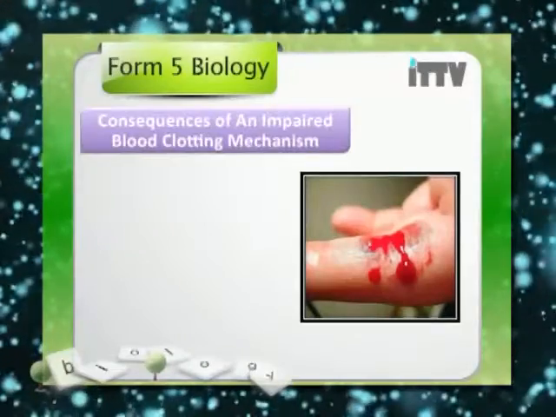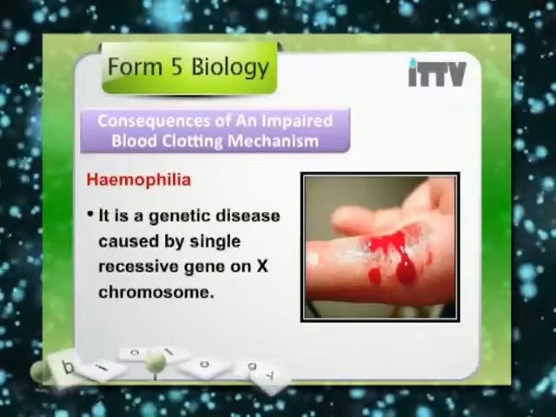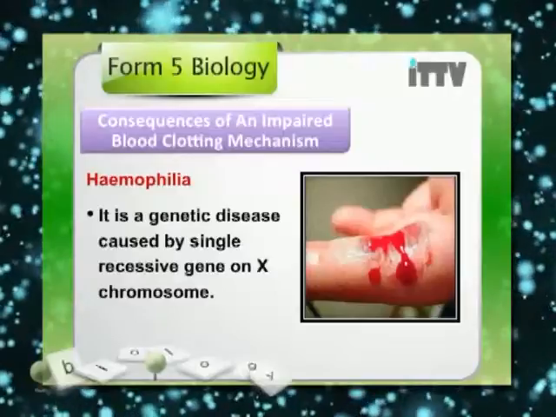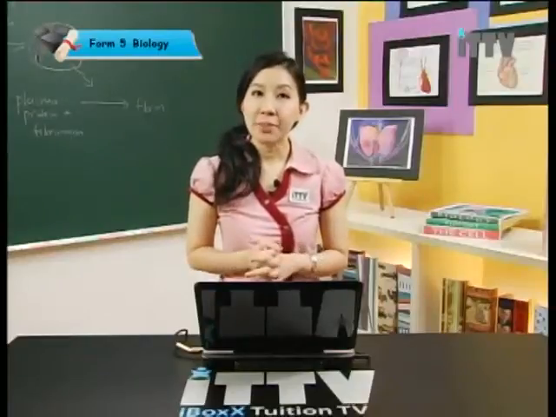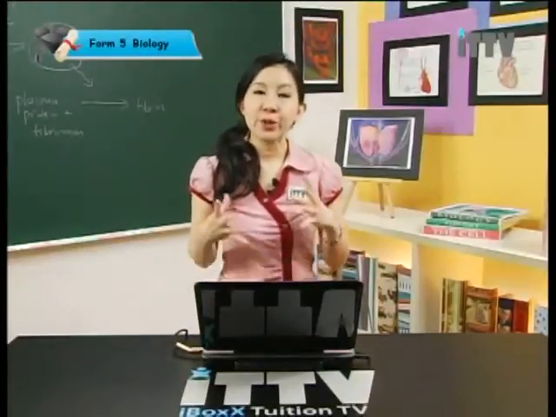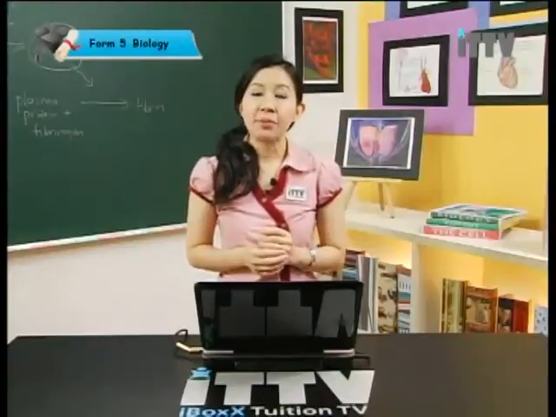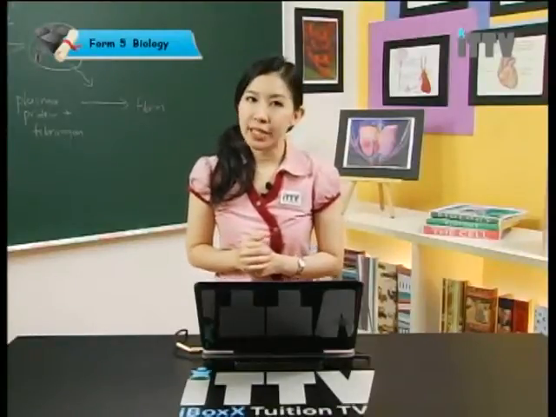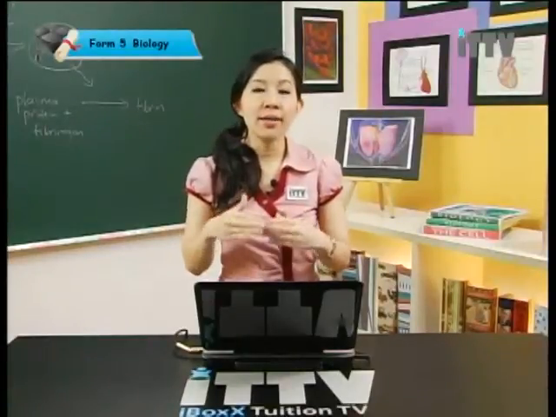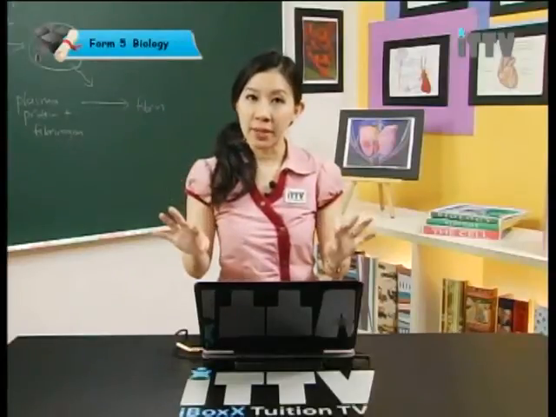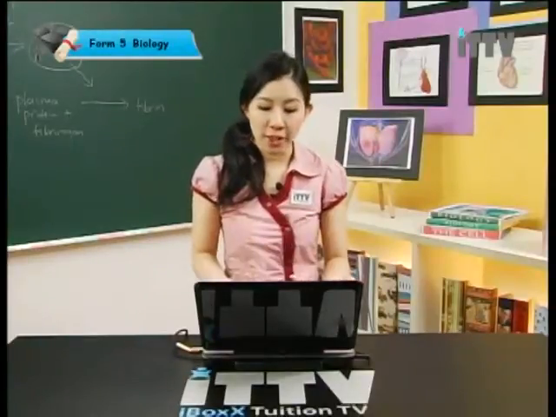Let's look at other types of conditions caused by perhaps errors or an impaired blood clotting mechanism. What are the consequences? So now let's look at the consequences of an impaired blood clotting mechanism. As you know, blood clotting is good because it helps us to avoid serious blood loss. At the same time, we also have heparin being produced in the liver to avoid blood clotting itself in undamaged blood vessels, because if the blood vessel is not damaged and blood clots within the blood vessel, this causes thrombosis, and that's not good for our body.